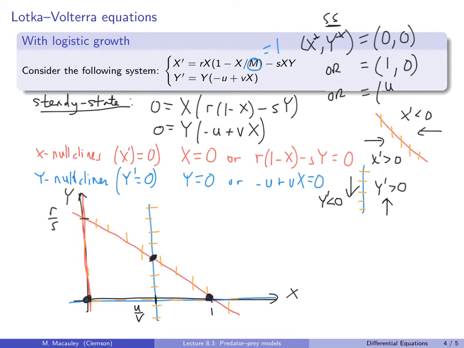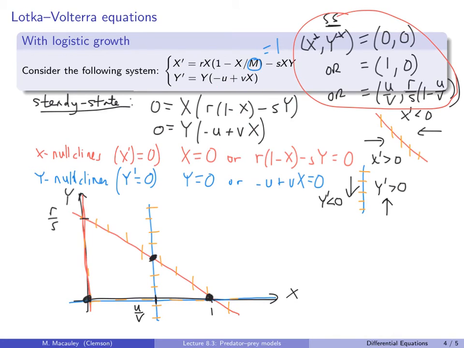So the x value is u over v. And then what's the y value? Well, just take the equation of this line and plug in u over v for x and solve for y. And so you get r over s times 1 minus u over v. So these are the three steady states right there.